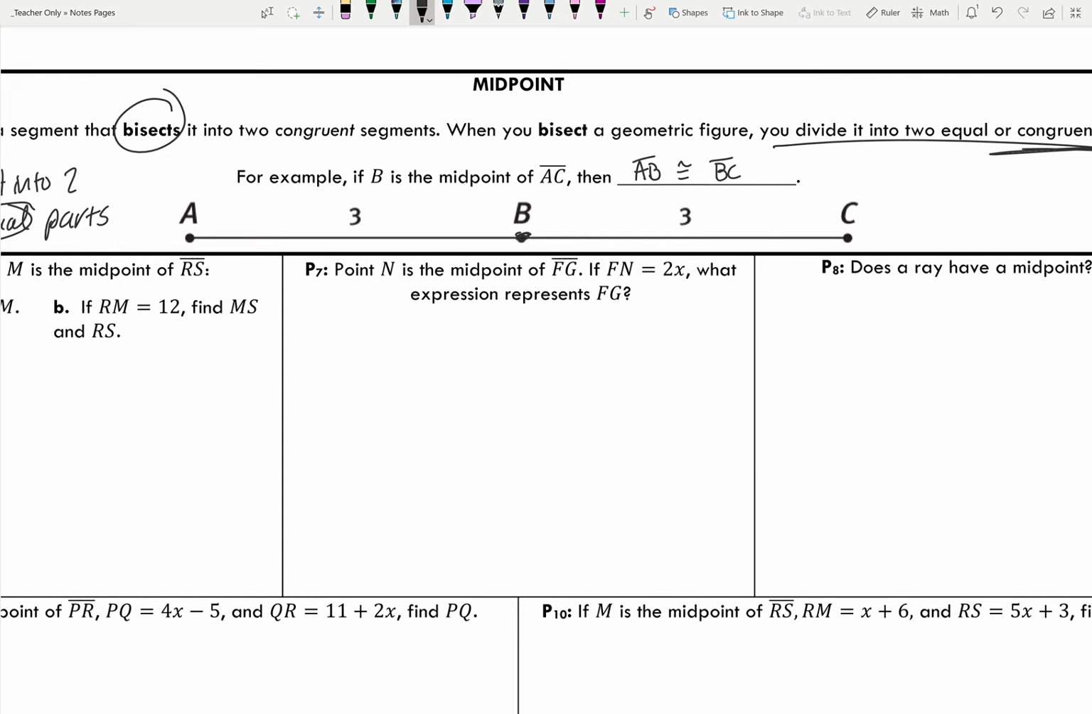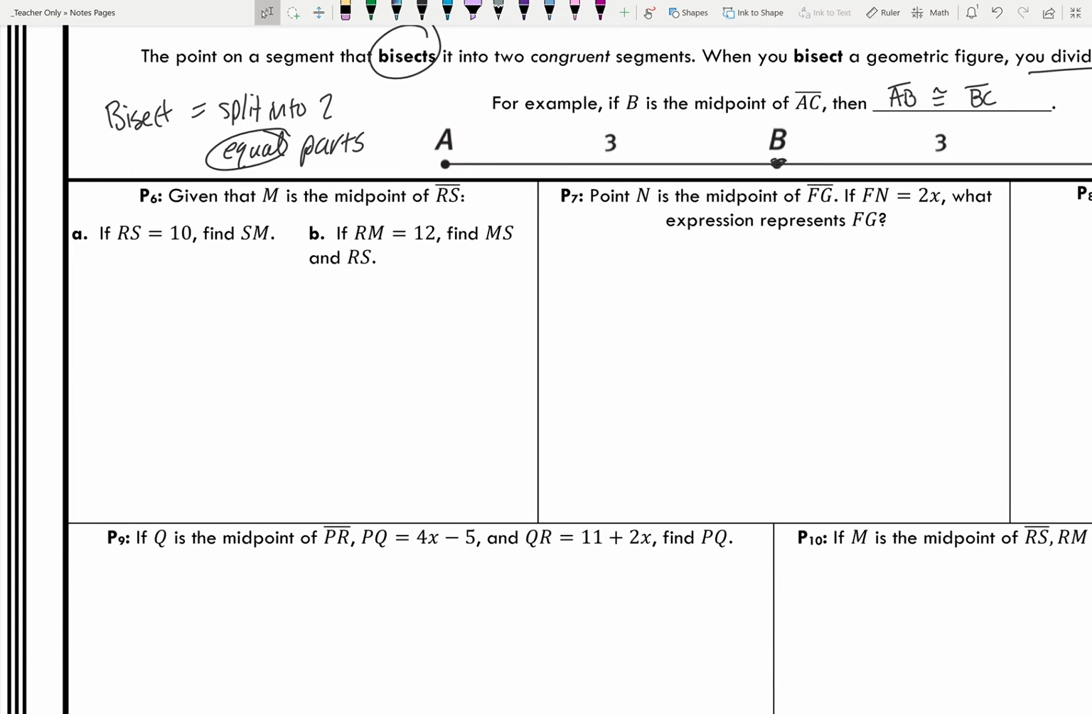Alright, let's do some problems. Given that M is the midpoint of segment RS. So, segment RS, M is the midpoint. They don't look like they're equal, but they actually are. Because M is the midpoint, RM and MS are the same length. So that's why I put these little lines through there. That means that they are of equal length, or congruent segments.